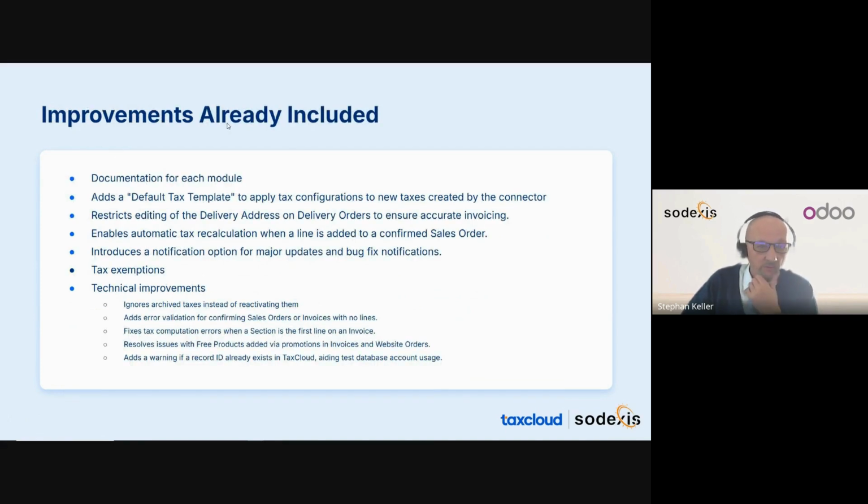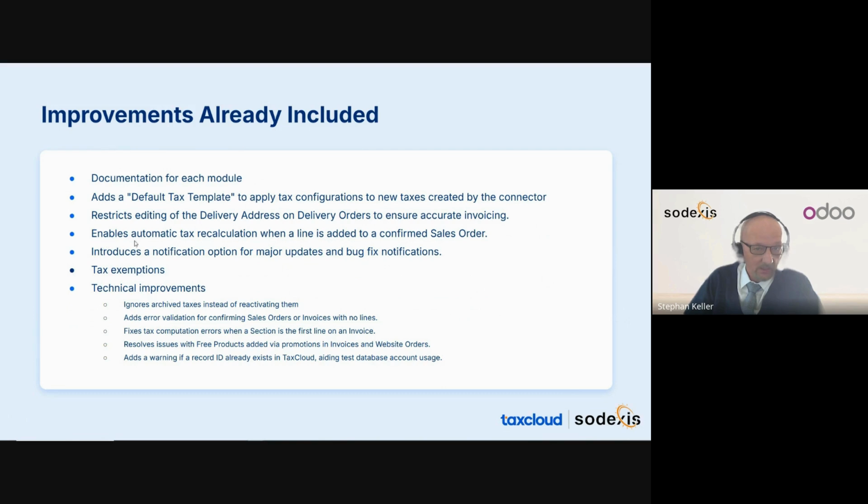Here is the improvement summary. I already talked about those, but I'll just summarize them again. The improvements that we already included: we added a lot of documentation for each module. We added that default tax template to apply tax configuration to new taxes created by the connector. We restrict editing of the delivery address on delivery order to ensure accurate invoicing. Unfortunately, when I tried that, I was able to change it, so I have to look at that. Okay, I'm sorry about that.